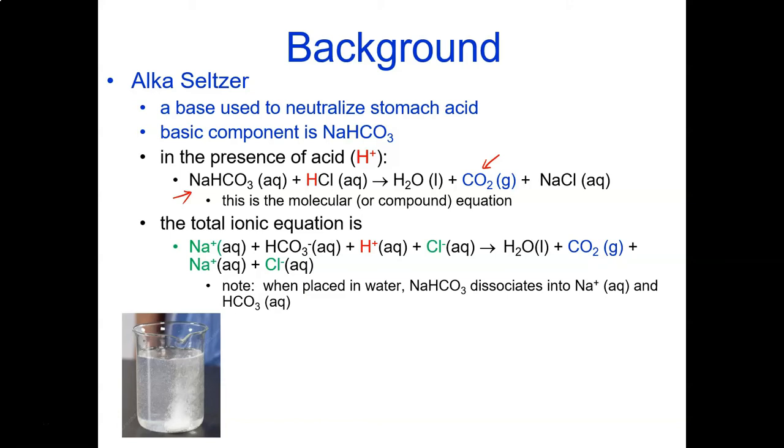From the molecular equation we can also split out the compounds and write a total ionic equation, or complete ionic equation. Sodium bicarbonate is an ionic compound. When we dissolve it in water, it will dissociate to form sodium ion and bicarbonate ion. Hydrochloric acid, when dissolved in water, will dissociate to form a hydrogen ion and a chloride ion. Water is a very weak electrolyte. It will stay the same as a molecular compound, similar to the carbon dioxide gas. Sodium chloride, because it is also an ionic compound, will dissociate to form sodium cation and chloride ion.